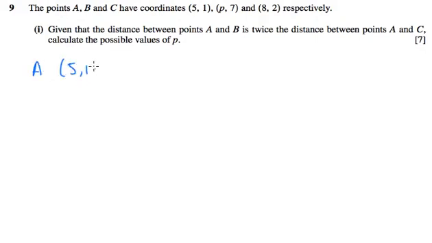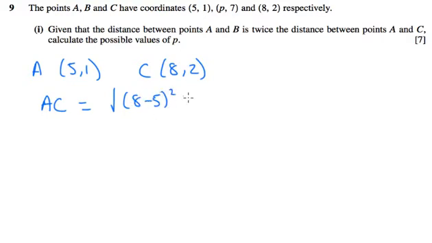A is 5,1 and C is 8,2. You have a formula that calculates the distance between 2 points, and you need to know that formula. It's not in your booklet, you have to know it. And it comes from Pythagoras. The distance between 2 points is the square root of the difference between the x-coordinates squared plus the difference between the y-coordinates squared.